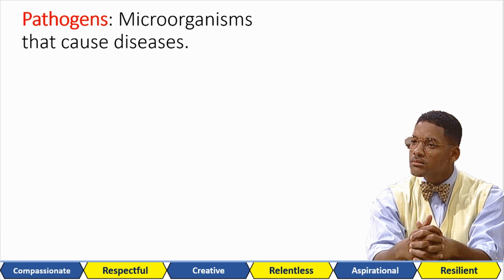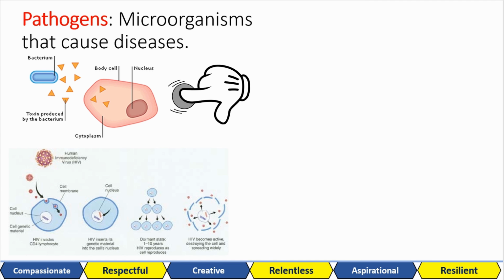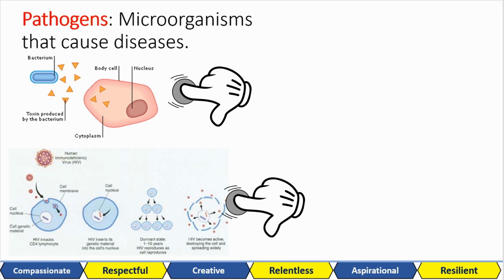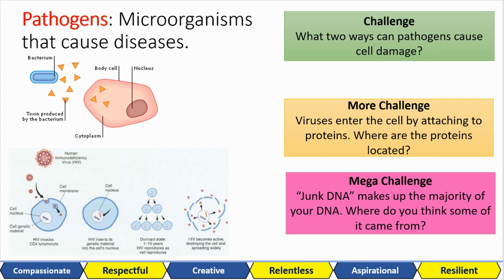As we saw from the last lesson, pathogens are microorganisms that cause diseases. The top diagram here shows how bacteria typically cause illnesses, and the bottom one shows how viruses typically cause illnesses. Here are some challenge questions for you to have a go at. Use the images and your knowledge of how cells work to figure this out.